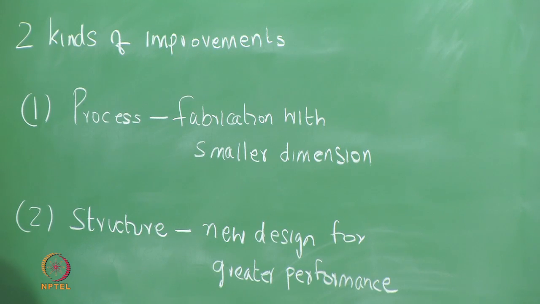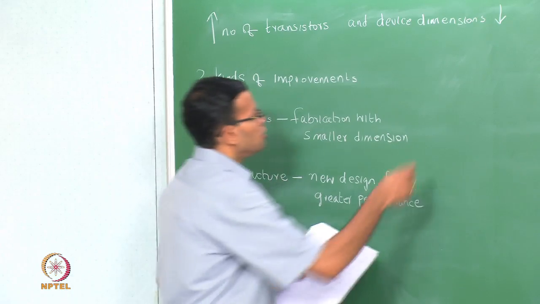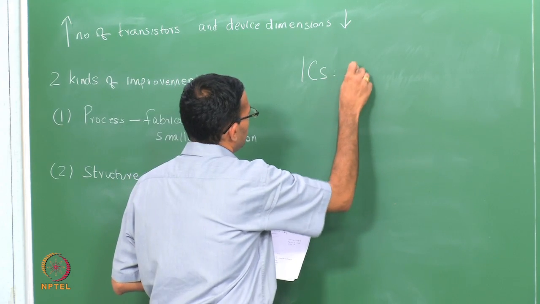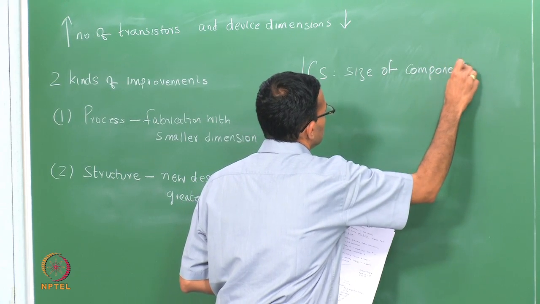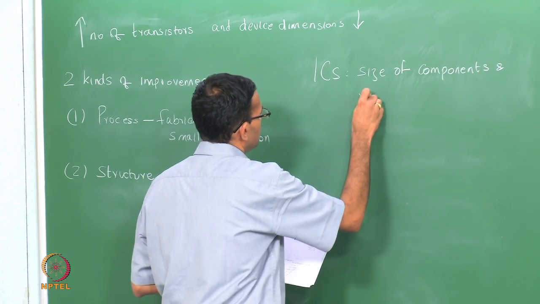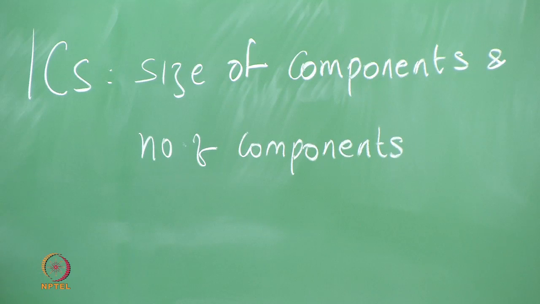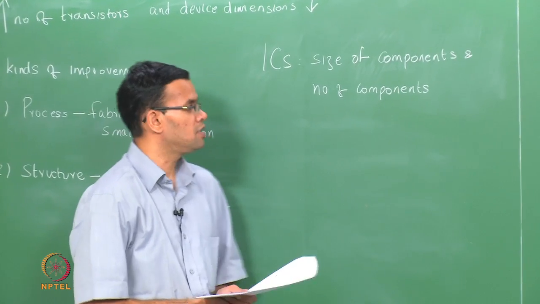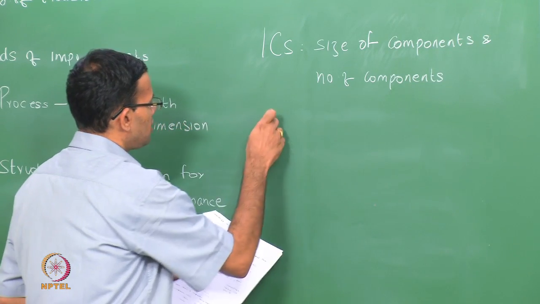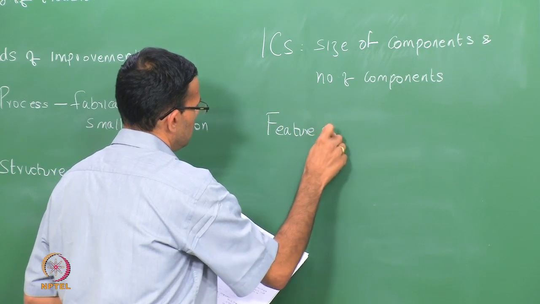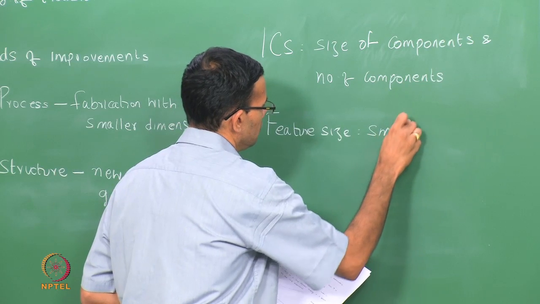Whenever we talk about integrated circuits, we usually characterize them by the size of the components and also the number of components. We always talk about the size of the components. This is usually called a feature size. And the number of components, which in turn is related to your device density. Earlier the feature size was usually of the order of micrometers. Now, the size is around the order of nanometers. Feature size in an IC circuit usually refers to the smallest dimension in the device.